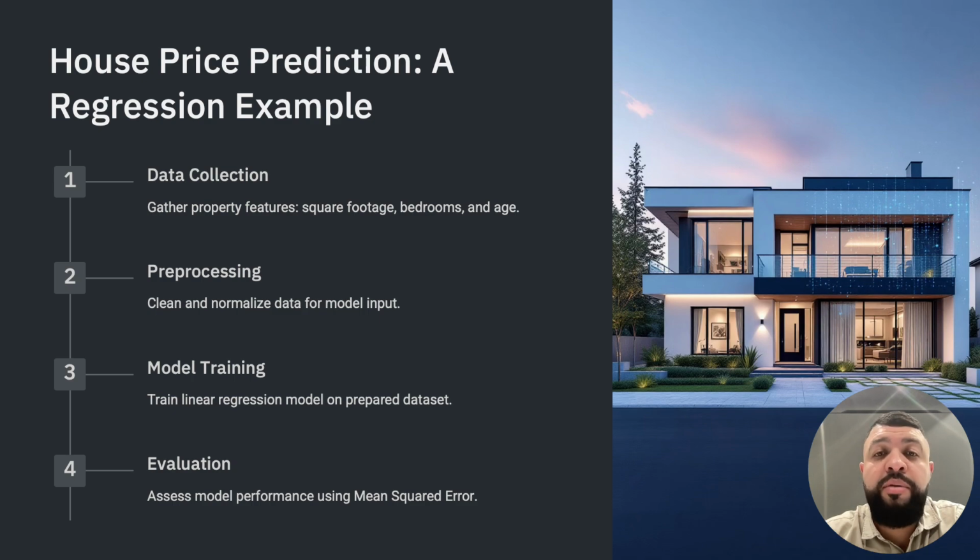Once the model is trained, we evaluate its performance using metrics like mean squared error, for example, which tells us how accurate our model is at predicting the house price. A lower value indicates a better fit. The flowchart here shows the key steps: data collection, preprocessing, training the model, and evaluating its performance. This process allows us to build an effective regression model for price prediction.